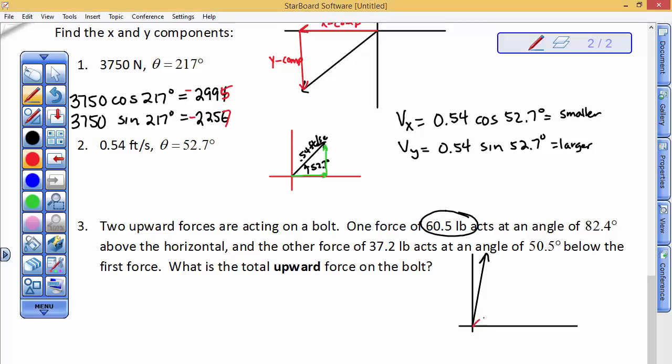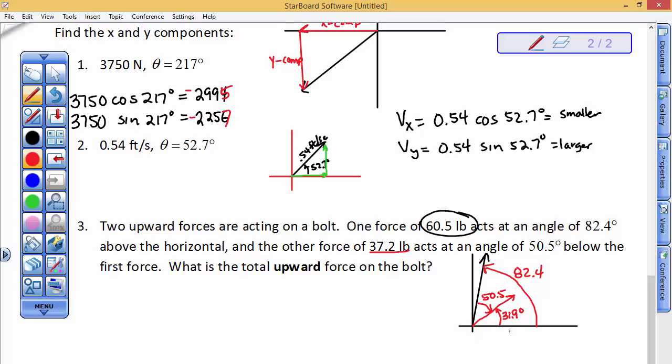The 37.2 pounds acts at an angle of 50.5 degrees below the first force, and it's not as long. It's 37.2. I wish I had done that with a straight line. But this angle right here is 50.5 degrees. If this angle right here was 82.4 degrees, then we could subtract those two and find the acute angle right here that the 37.2 pounds is at. And I'm afraid I didn't do that in advance. So let's see, 82.4 minus 50.5. If I wasn't doing a video, I could probably do this in my head. So that's at 31.9 degrees.